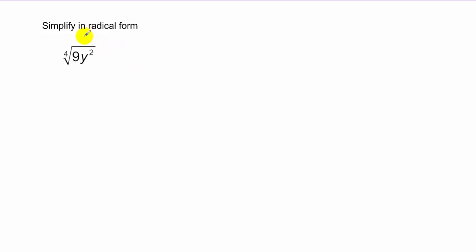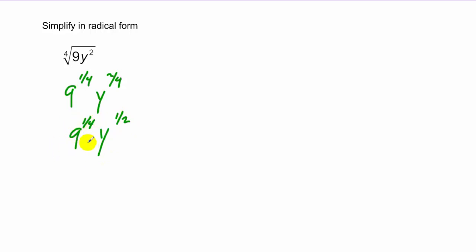Now we're going to take and simplify this term in radical form. Well, what I have is 9 to the 1/4 and y to the 2/4. Now, y to the 2/4 is going to reduce to 1/2, and the problem I have here now is that my denominators are different, so I can't make one radical out of that.